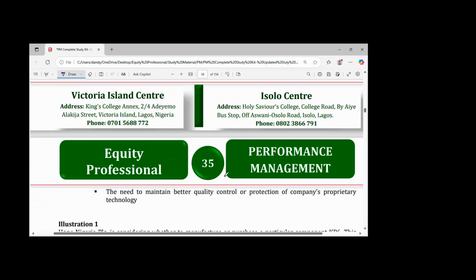Then number four, under the internal production, the need to maintain better quality control or protection of the company's proprietary technology is also one of the factors you need to take into consideration. Say for example, you have been manufacturing the product, and customers are aware of the quality of your product. Now you want to contract it to an outside supplier to be doing it on your behalf. How do you ensure that the quality of the product is maintained or even improved upon? That's the thing we are talking about.